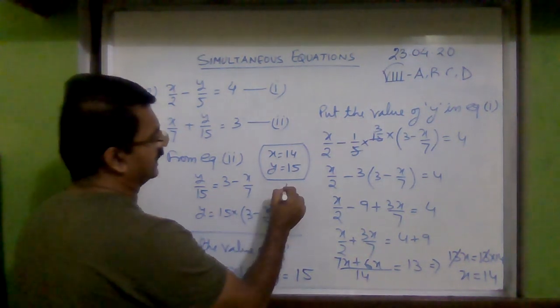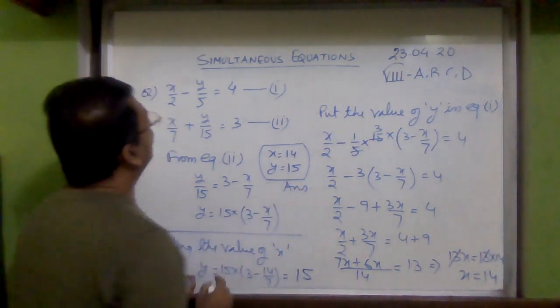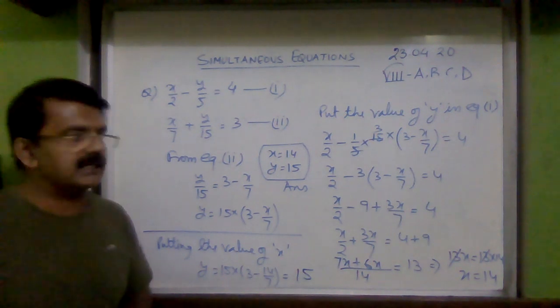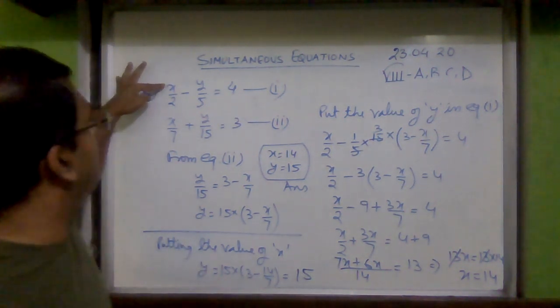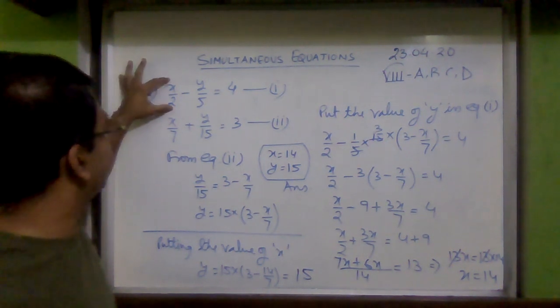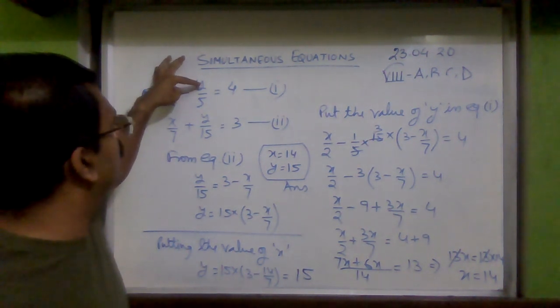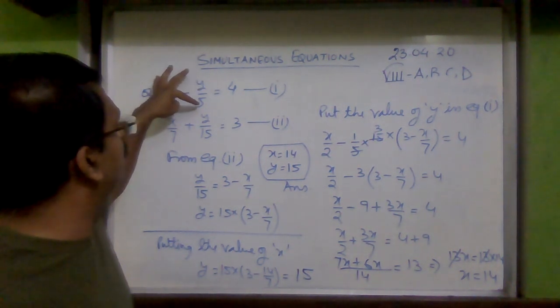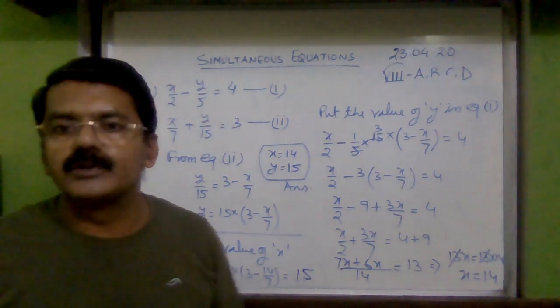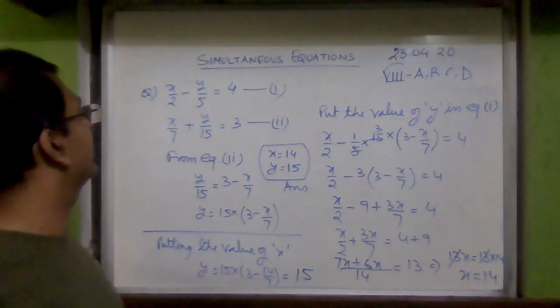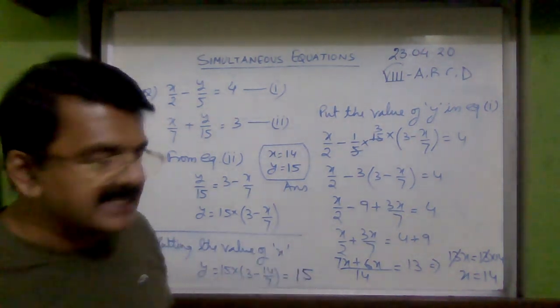That is your answer. If you want to verify your answer, you see here you put x is equal to 14, means 14 upon 2, that is 7. Here you put y is equal to 15, 15 upon 5 will be 3, 7 minus 3 gives you 4. So you can see both on left hand side and right hand side we are getting the same value.